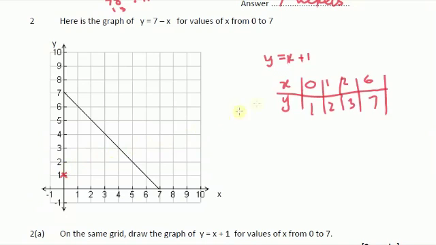So we've got 0, 1, I can mark that point (0, 1). The next point on the table is (1, 2). The next one is (2, 3). And the last one in my table is (6, 7). And if you've done it correctly, they should make a nice straight line. So I draw, using my ruler, a straight line through those points. Then we move on to the next part of the question.